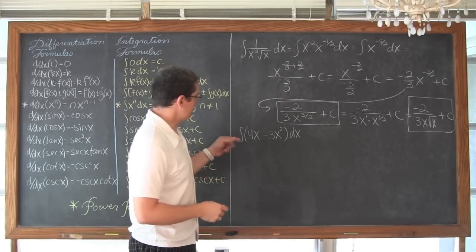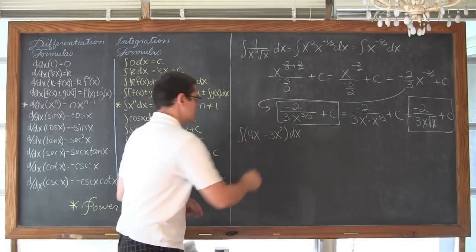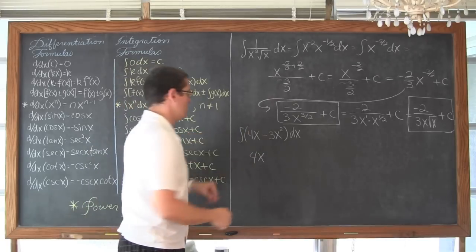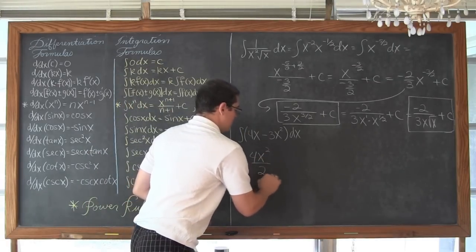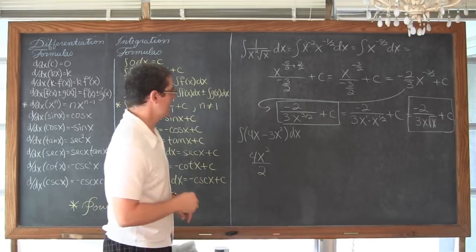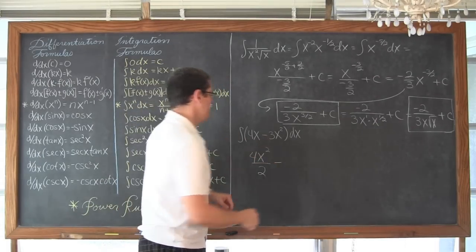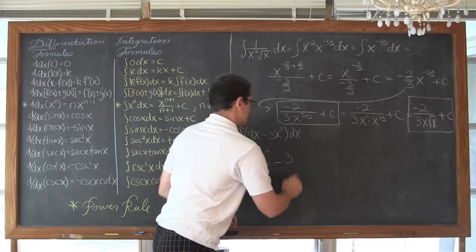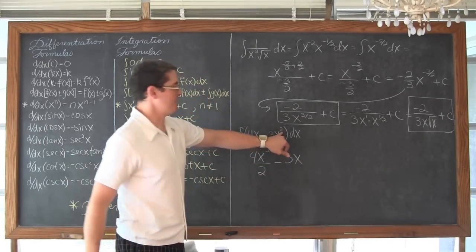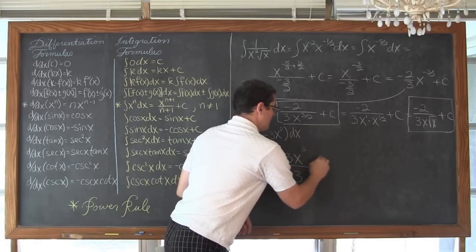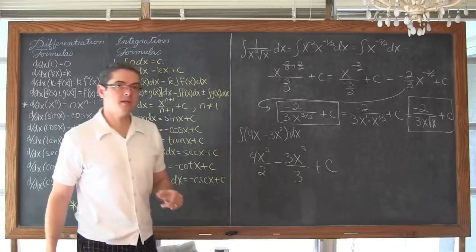So we're going to have the antiderivative of 4x is 4x. We're going to take that exponent and increase it by 1, so it's 2. And we're going to divide by 2, doing that power rule again, minus 3x. We're going to take that exponent, raise it by 1, that gives us 3, and divide by 3, and then apply that constant at the end.